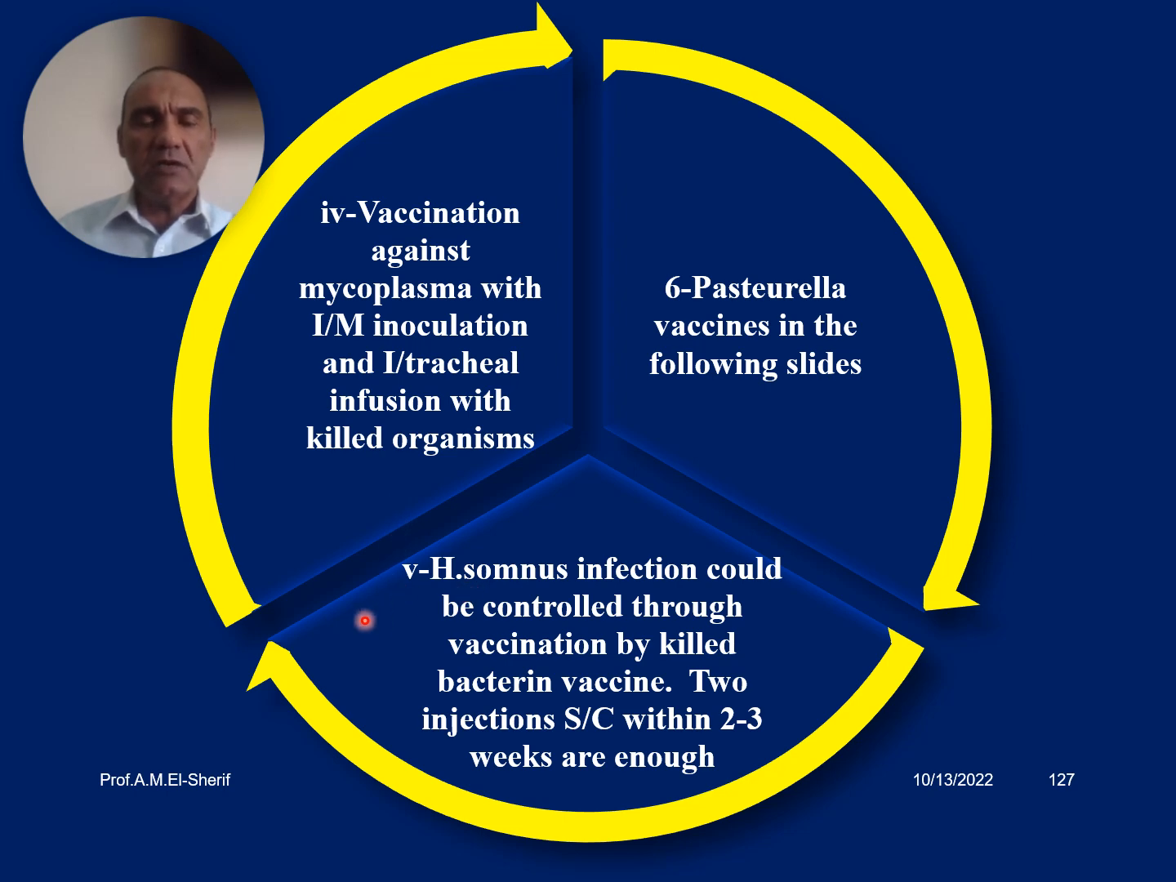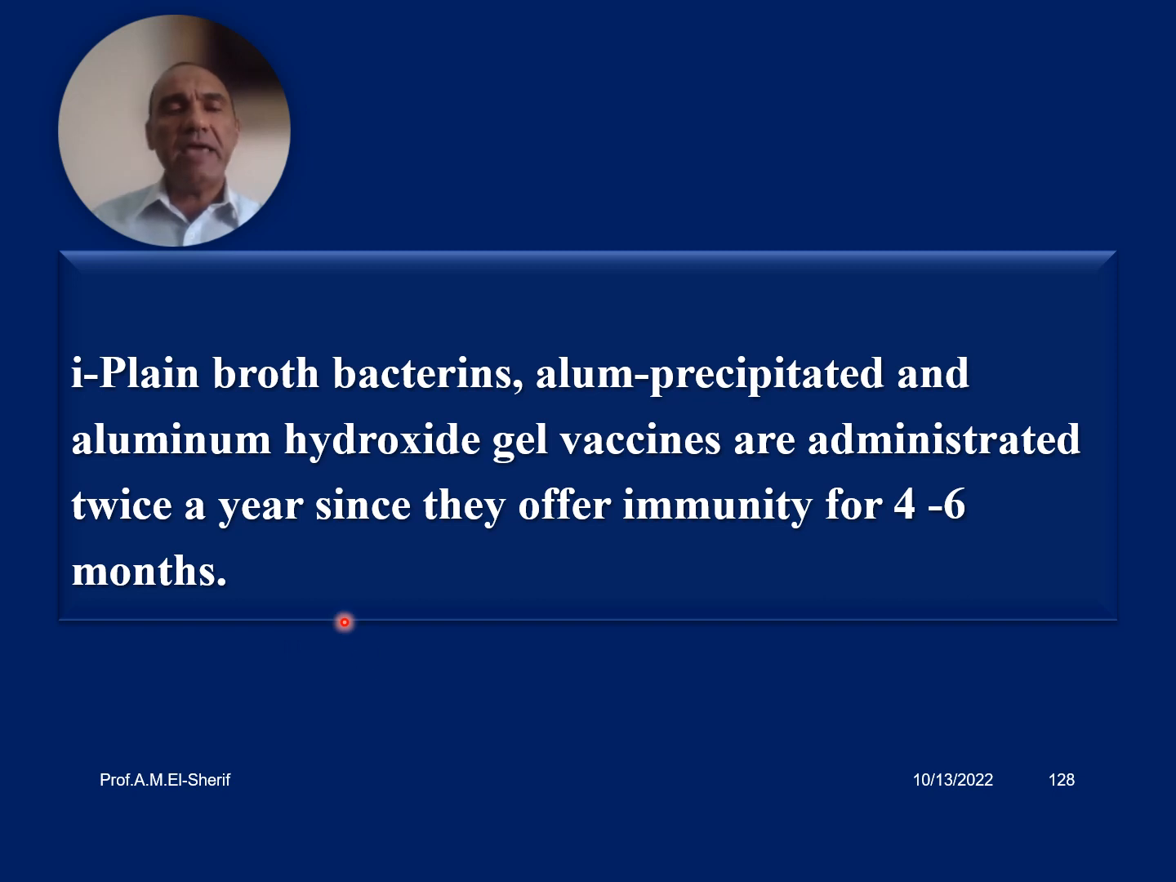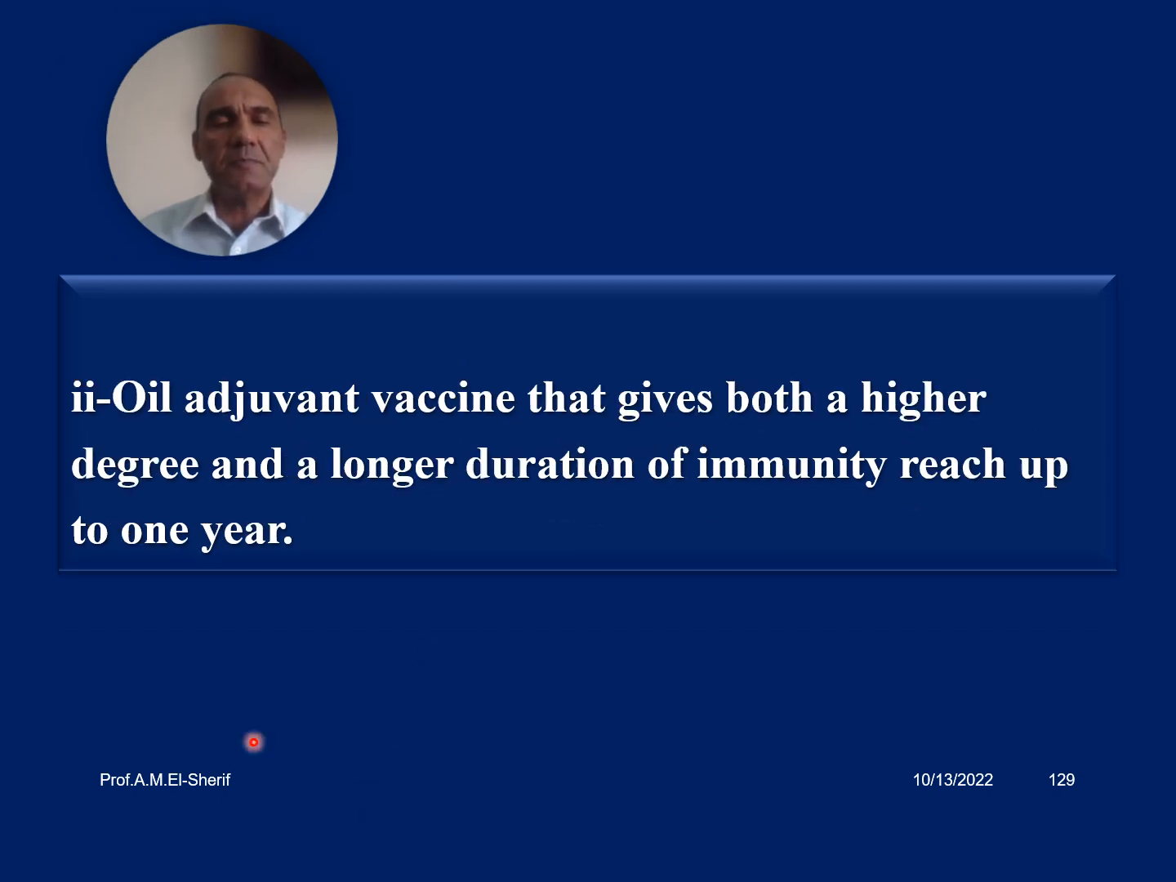Haemophilus somnus infection could be controlled through vaccination by killed bacterium vaccine. 2 injections subcutaneously, 2 to 3 weeks apart, are enough. Pasteurella vaccines in the following slides. Number 1, plain broth bacterins, alum precipitated and ammonium hydroxide gel vaccines are administered twice a year since they offer immunity for 4 to 6 months. Oil adjuvant vaccine gives both higher degrees and longer duration of immunity, reaching up to 1 year.